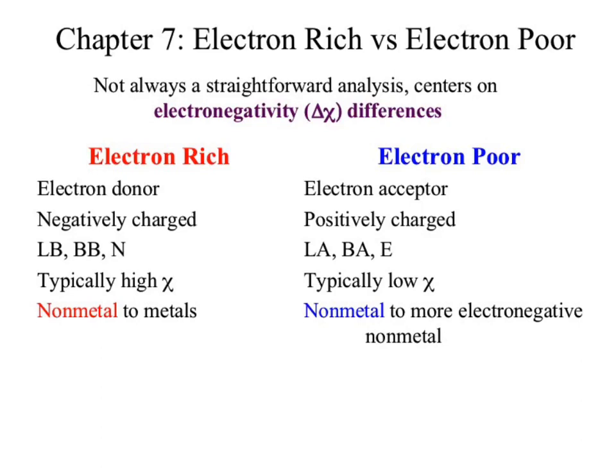So we're now done with chapter 6, which takes us into chapter 7. One of the things that Carty brings in that I agree with, but I think it's a little bit difficult to wrap your brain around, is this idea of electron-rich versus electron-poor. Electron-rich species are electron donors. They tend to be negatively charged. They're Lewis bases, Bronsted bases, nucleophiles. They typically have high electronegativities. You're also typically looking for species that are nonmetals to metals.